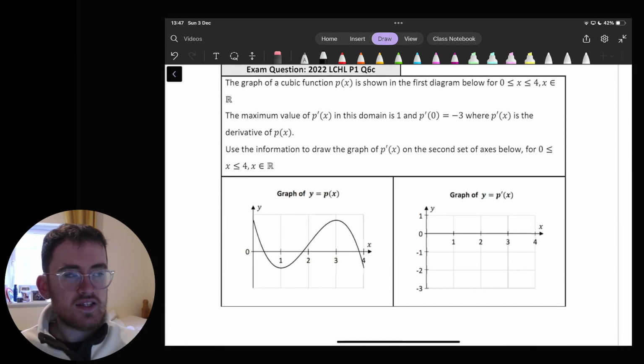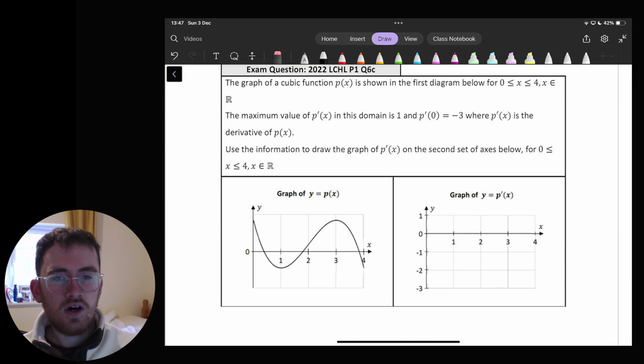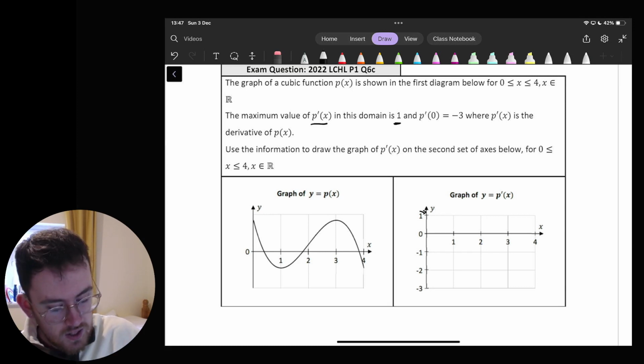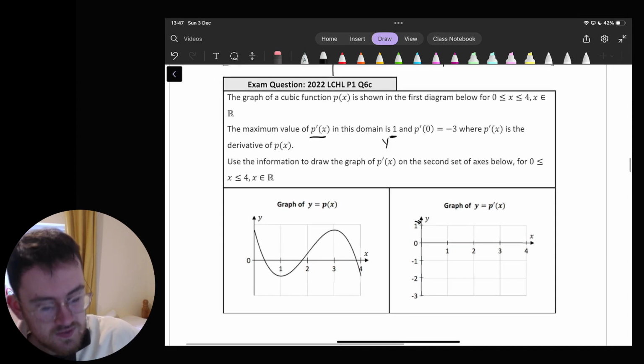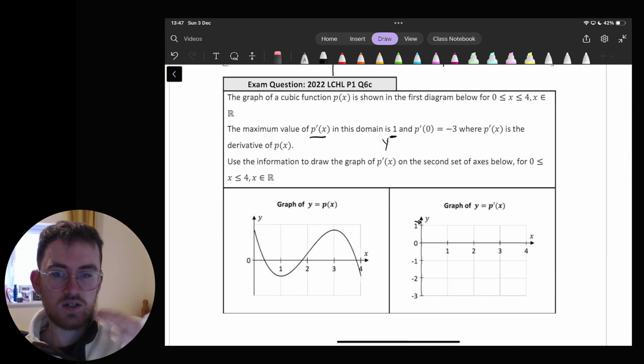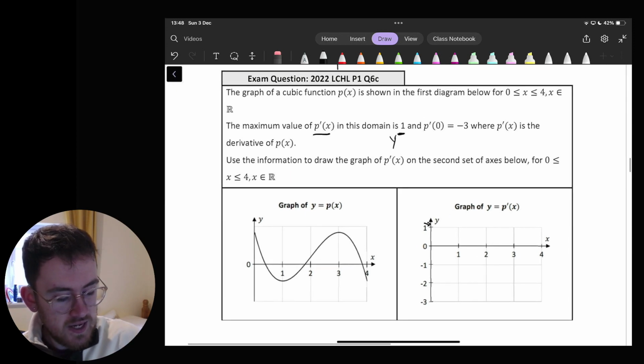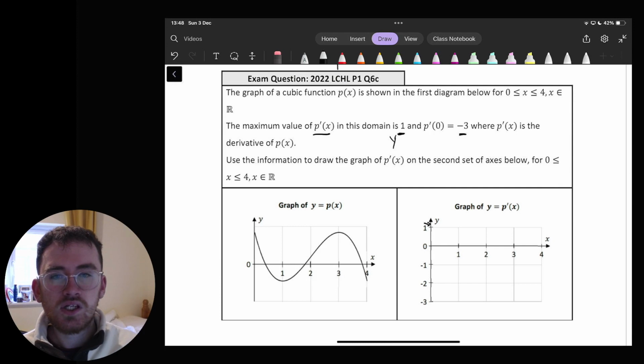So the exam question says the graph of a cubic function p of x is shown in the first diagram below. The maximum value of the derivative in this domain is 1. So what that tells me is that the highest point I'm going to reach is y equal to 1. That's a y value. I don't know what x value goes with it, but I know the highest y value I'll get to will be 1. And the derivative at 0 is equal to minus 3. So I need to use this information to draw the graph of the derivative on the set of axes below.